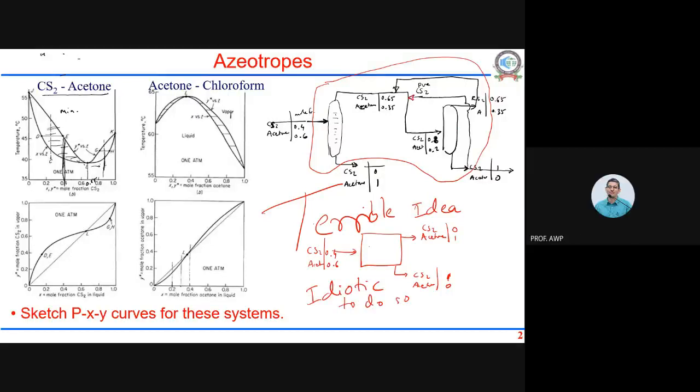Because whatever we have added, only that much extra we will get here. We will not be able to get any product out. If you do a material balance, you will see for yourself that it is a terrible idea. Siddhant, whatever you are saying is absolutely right. In the material balance, whatever extra CS2 you add to change the composition, only that much CS2 you will get out, which means again you will have to recycle the whole thing. There will be no product coming out.